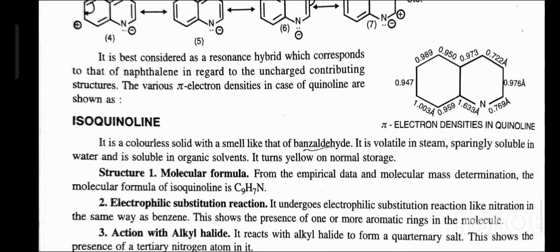Isoquinoline. It is a colorless solid with a smell like that of benzaldehyde. It is volatile in steam, sparingly soluble in water and soluble in organic solvents. It turns yellow on storage.